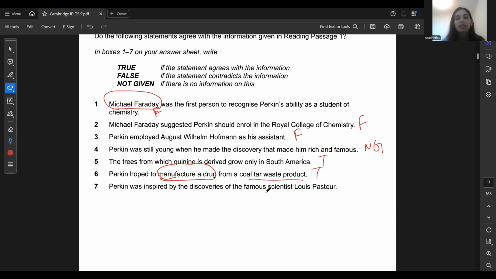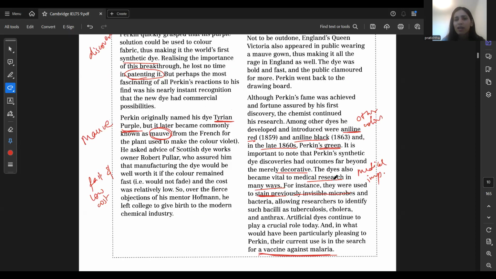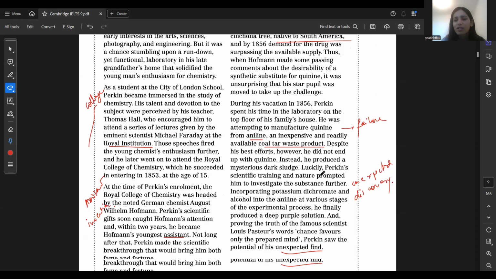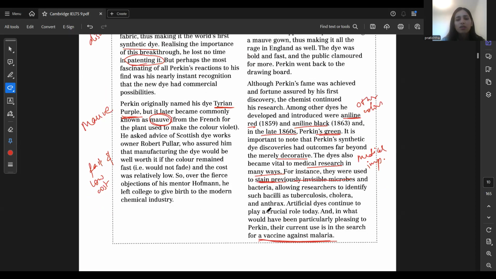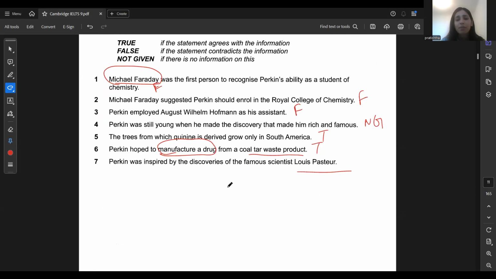Perkin was inspired by the discovery of the famous scientist Louis Pasteur. So I am not sure where we read about Louis Pasteur, but let us quickly skim for Louis Pasteur. So here, and proving the truth of the famous scientist, Perkin saw the potential. So again, he was not really inspired by the discoveries, it was just the name of it, right? So he was not inspired by the discoveries. So this is false.